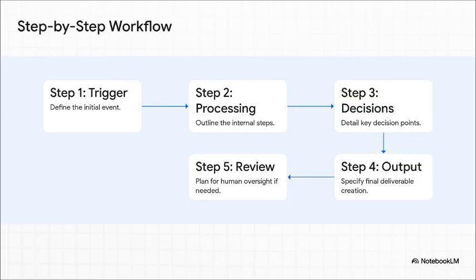This slide right here is where you map out the agent's internal thought process. A workflow isn't just a to-do list. It's the agent's entire decision-making journey. For example, imagine an agent that handles customer support emails. The trigger is a new email arriving. Step 2 is processing. It analyzes the email's text for keywords. Step 3 is the crucial decision point. Is this user angry, or are they just asking a simple question? Based on that, it takes a different path. Step 4 is creating the output, either drafting a reply or flagging it for a human. And Step 5, that human review, is the critical checkpoint. Mapping this journey out prevents chaos and ensures your agent is reliable, predictable, and effective.